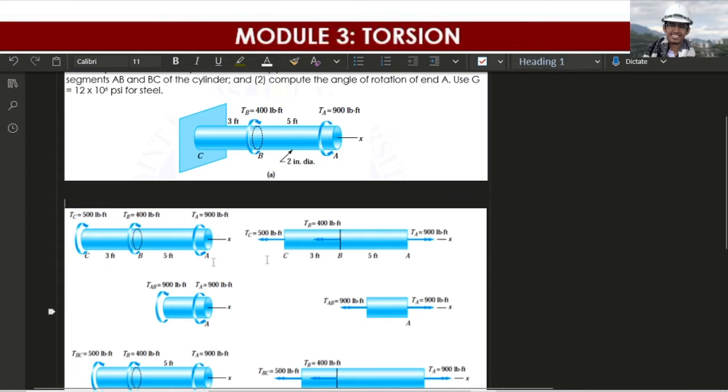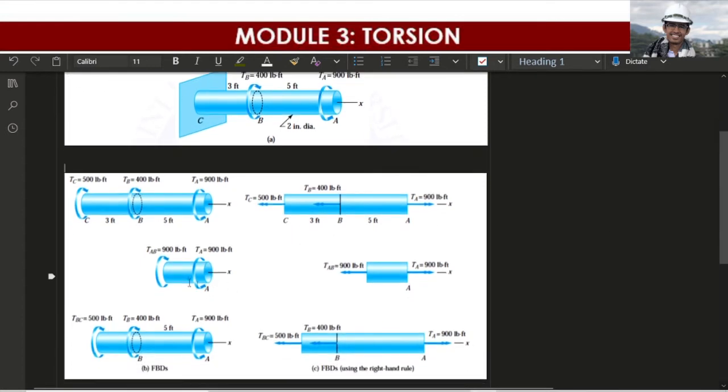So as you can see, for simplicity, counterclockwise will be positive, and clockwise will be negative. Okay? So computing the torque at point C, that will be 900 minus 400 pound-feet. Therefore, our torque at C will be 500 pound-feet acting counterclockwise. Okay? So for simplicity, we change our torque into a vector. Going to the right side is positive, and going to the left side is negative. Okay? So therefore, our torque at C is 500 pound-feet clockwise. Okay?